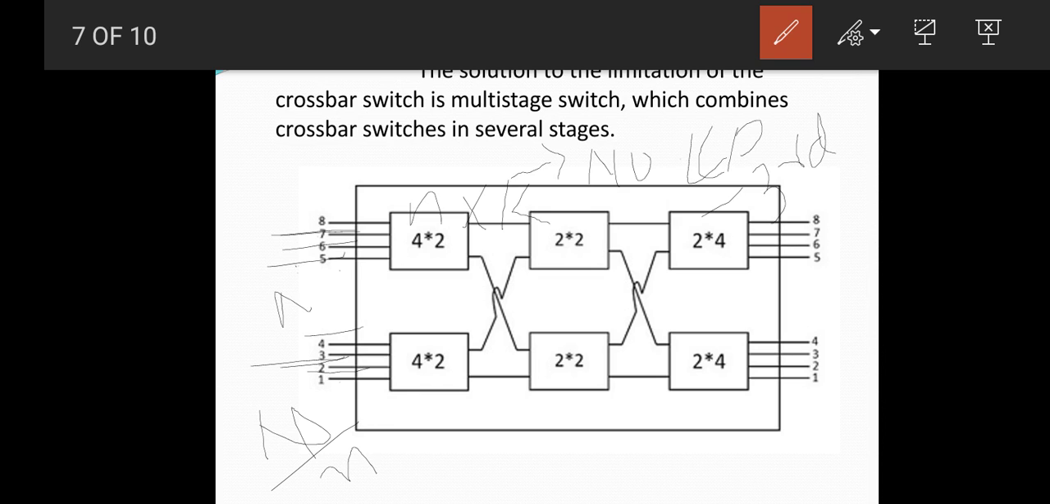For every group, one crossbar of size n into k is used in the first stage, where k is the number of cross points. In the middle stage, we use k crossbars, and then again the third stage. This is the first stage, middle stage, and the third stage.